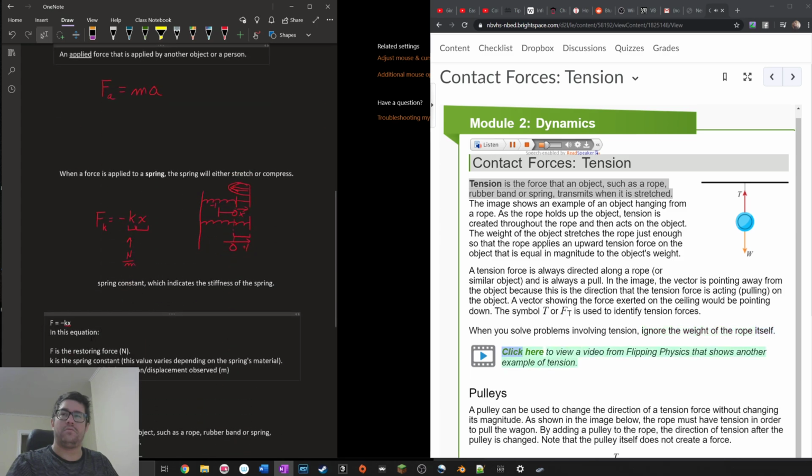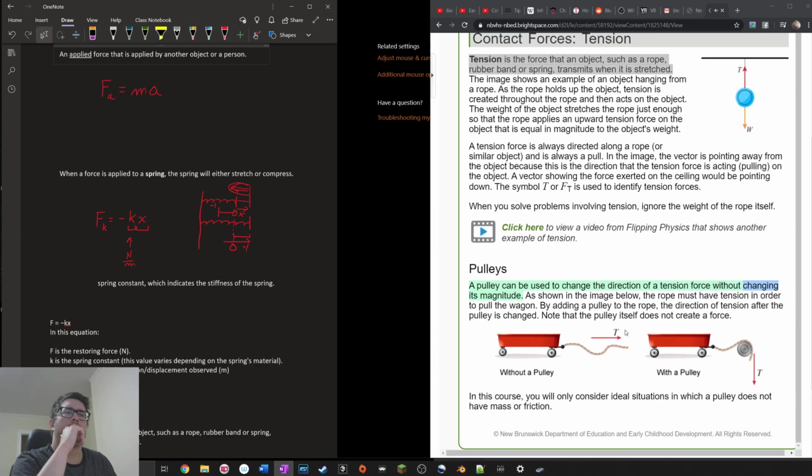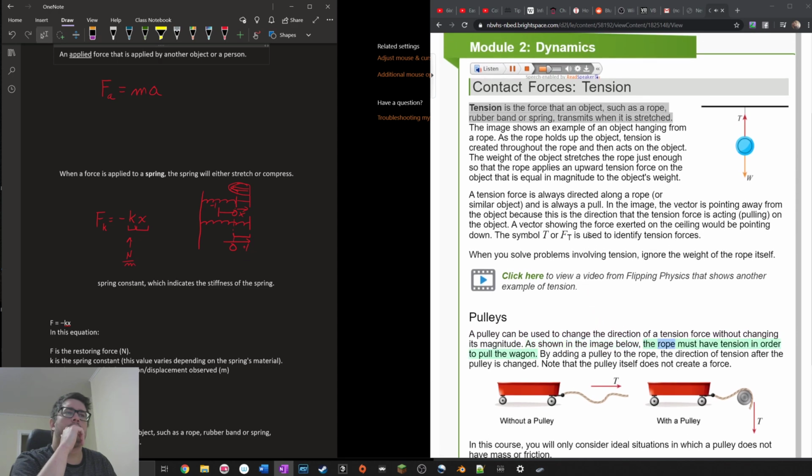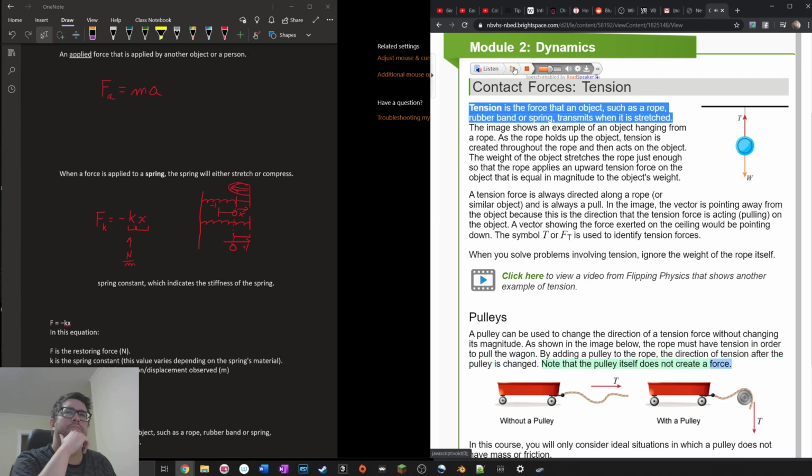Video. Click here to view a video from Flipping Physics that shows another example of tension. Pulleys. A pulley can be used to change the direction of a tension force without changing its magnitude. As shown in the image below, the rope must have tension in order to pull the wagon. By adding a pulley to the rope, the direction of tension after the pulley is changed. Note that the pulley itself does not create a force.